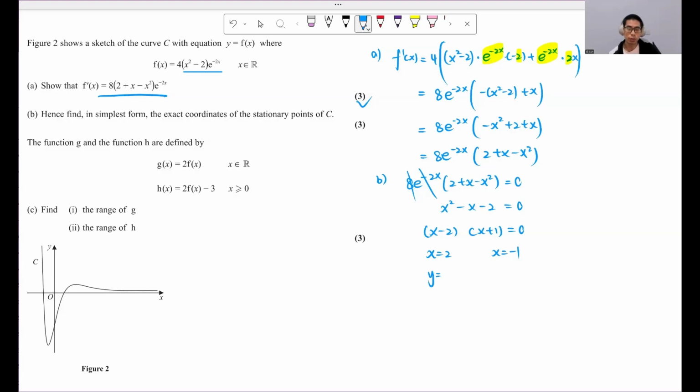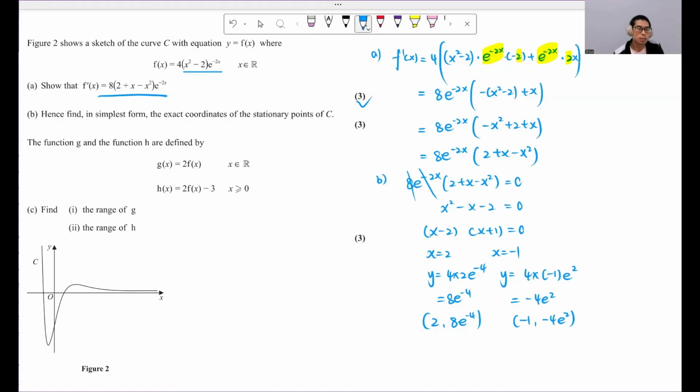For the y value, when x equals 2, 4 times 2 squared minus 2, which is 4 minus 2, is 2. And then e to the power negative 2 times 2, which is negative 4. So 8e to the power negative 4. So we have the first one, (2, 8e to the power negative 4). And for the second y value, that would be 4 times negative 1 squared minus 2, which is 1 minus 2, which is negative 1. And then e to the power of negative 2 times negative 1 is just 2. So we have negative 4e squared. So we have (negative 1, negative 4e squared) for the second coordinates.